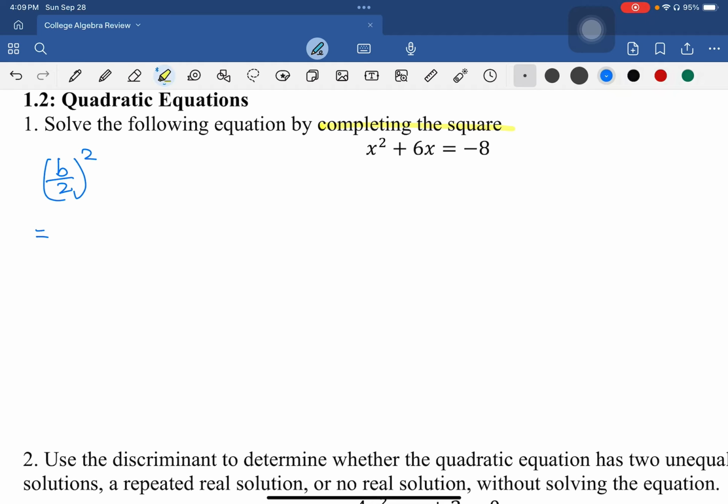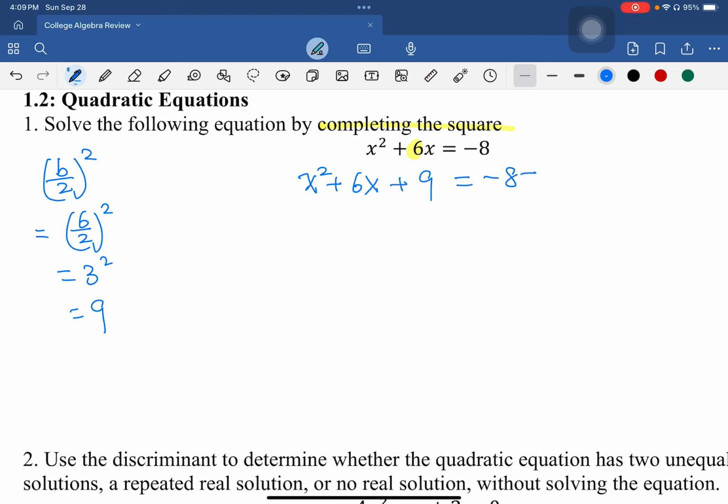Here, the coefficient of x is 6. Half of 6 is 3, and 3 squared is 9. So, we are going to add 9 to both sides of the equation. The equation becomes x squared plus 6x plus 9 equals negative 8 plus 9.